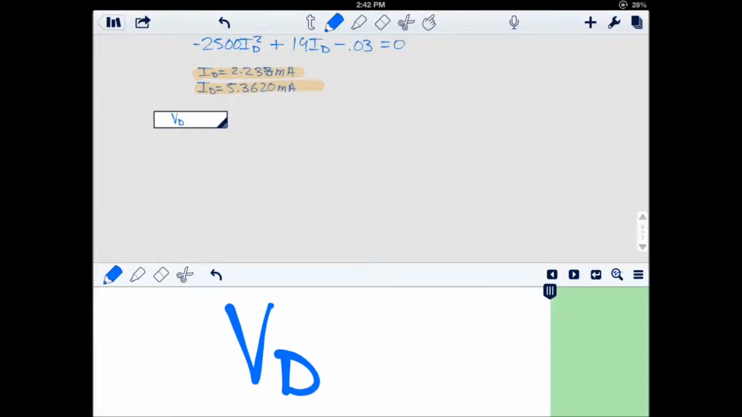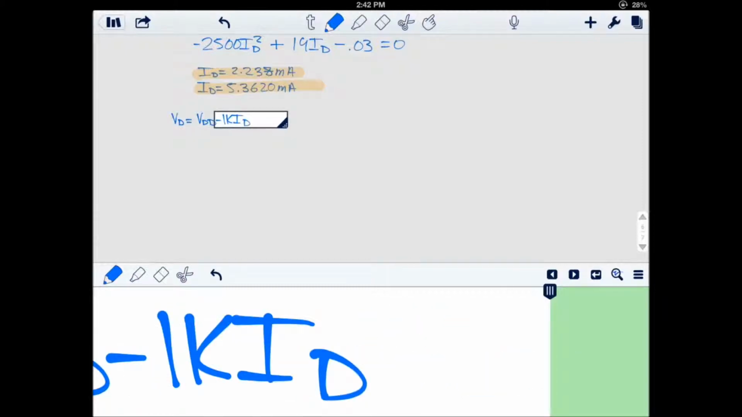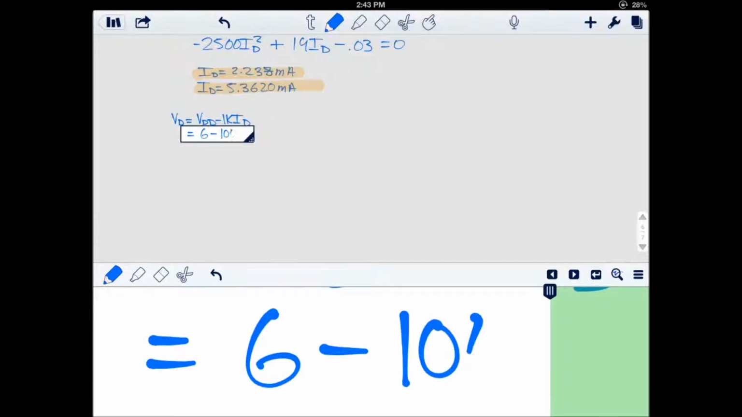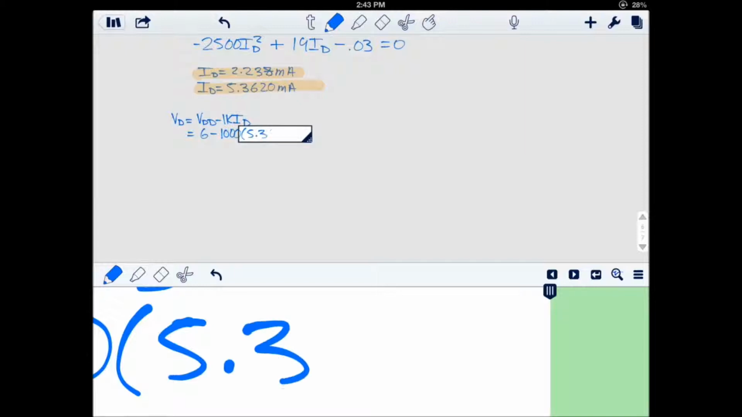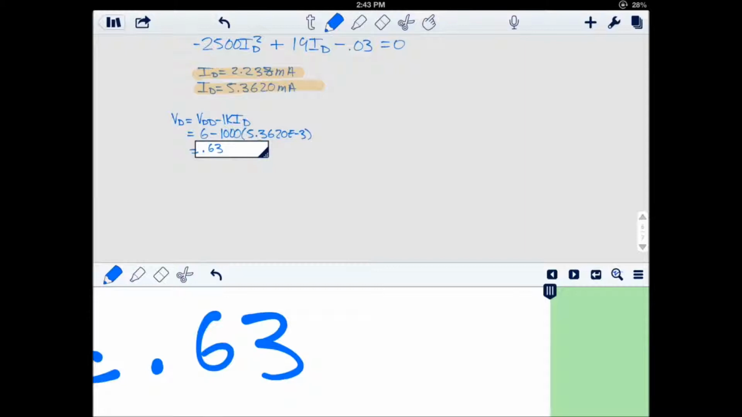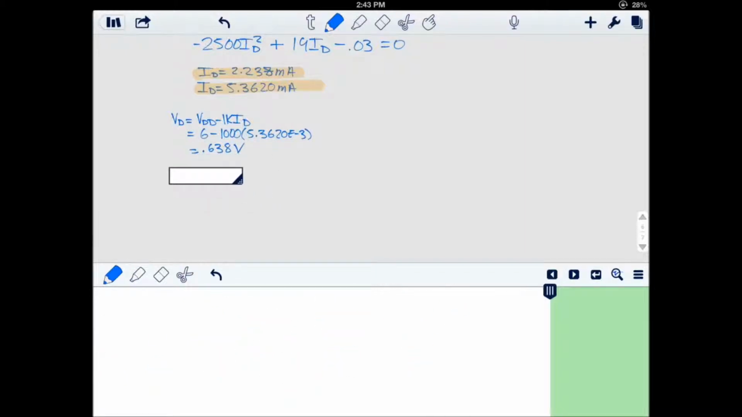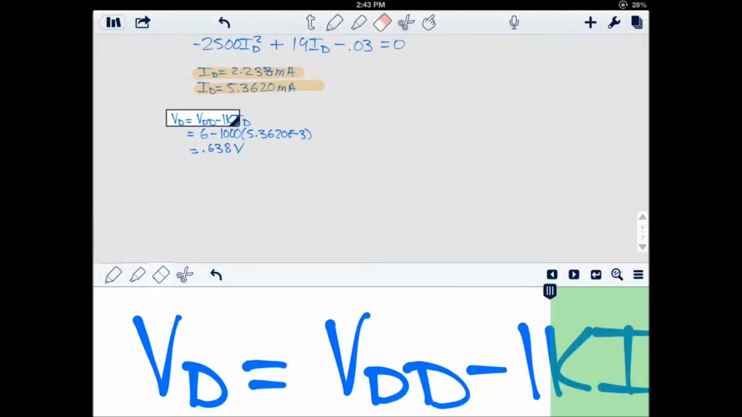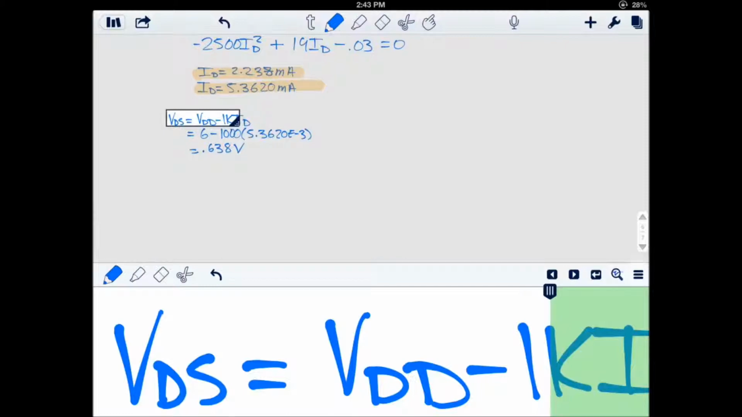So VDS is 6 minus 1000 times ID, which is 6 minus 1000 times 5.362 milli, which gives 0.638 volts. So that's VDS.